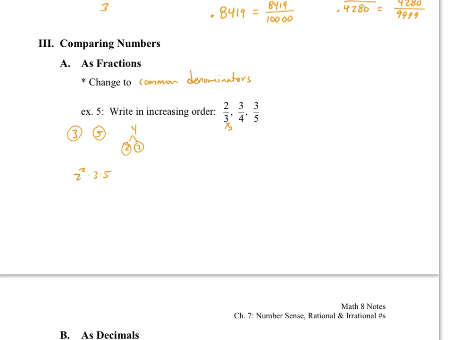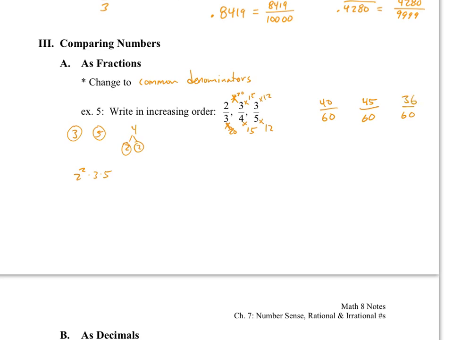Times 20. So do the top times 20. So we'd get 40 over 60. The LCD thing. How do you go from 4 to 60? Times 15. So 3 times 15 is 45. 5 to 60? 12. 12 is right.